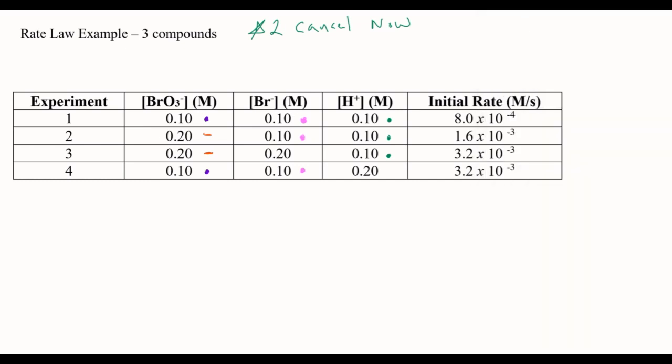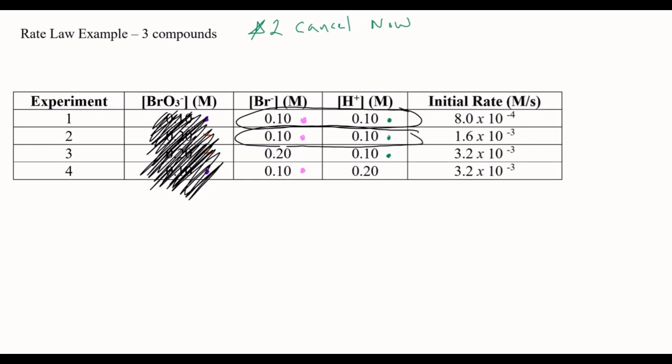So hold your hand over that first reaction, and let's look at the other ones. So we're looking for things that are marked in both columns. Okay, so in experiment 1, both of them are marked, and in experiment 2, both of them are marked. In experiment 3 and 4, there's only 1 of each marked, so that's not going to work because they're not going to cancel. Okay, so that means for this first one, we're going to use 1 and 2.